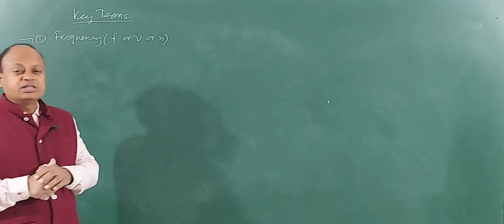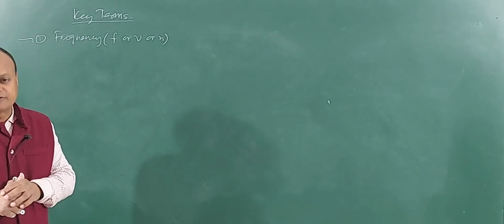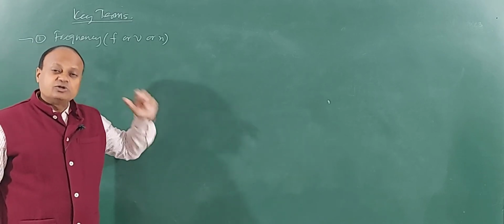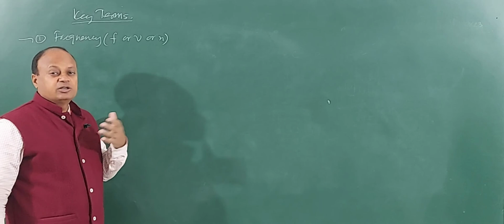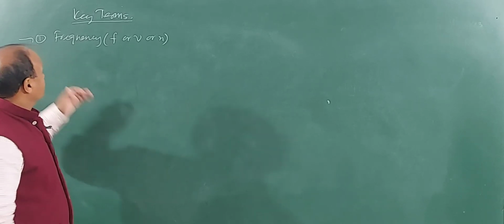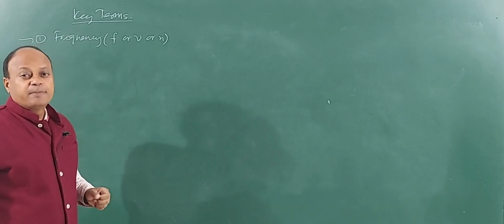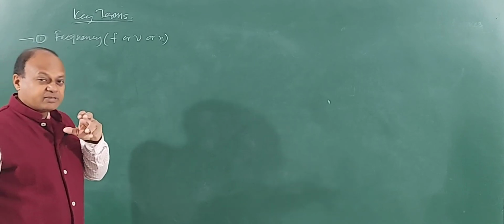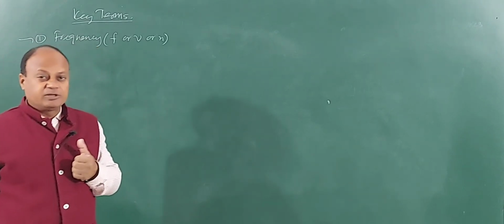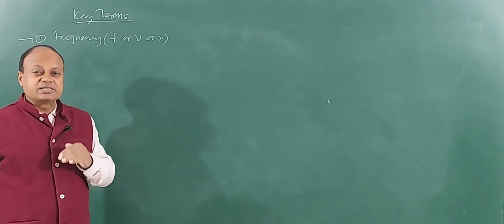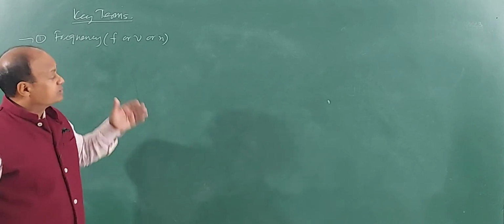The number of complete oscillations per second is called frequency. And its unit is hertz. Higher units are kilohertz and megahertz. So frequency is the number of complete oscillations per second. Now many times it is given in RPM, revolutions per minute. So what will you do? Divide by 60 and convert it to per second. Okay, so that's frequency.